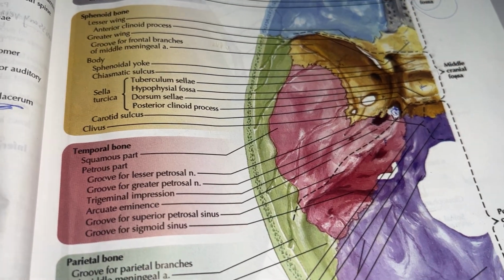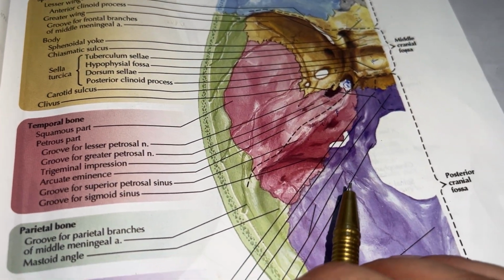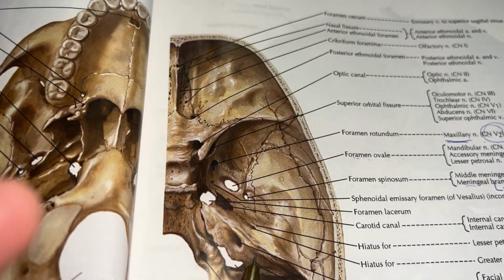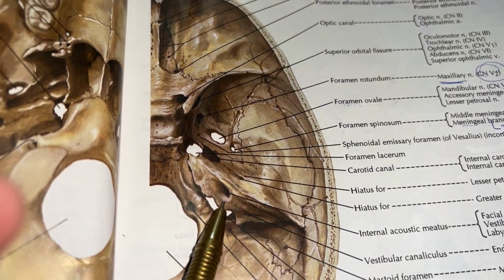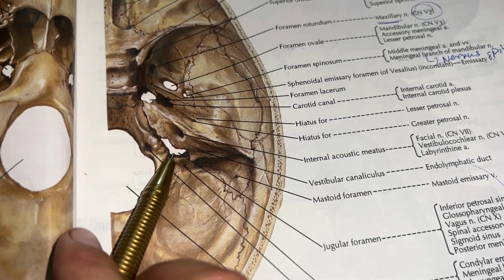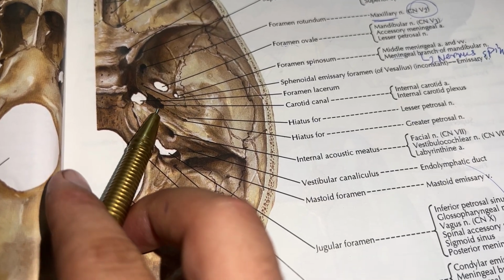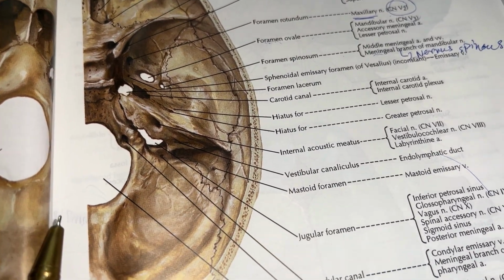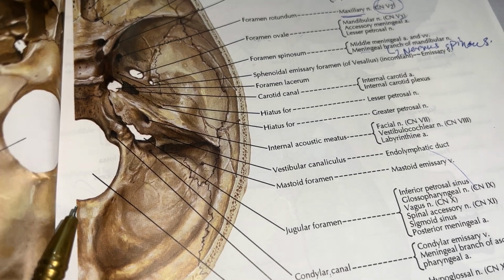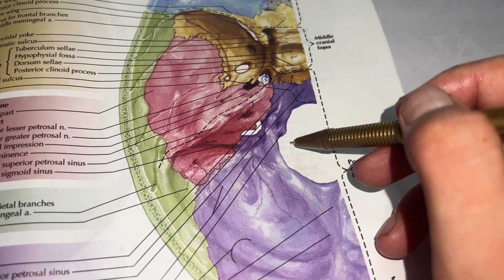You can see the foramina in the temporal bone. This foramen is the internal acoustic meatus. This one is the jugular foramen. This is the foramen lacerum, and this is the carotid canal. So this is about the temporal bone. Now the posterior cranial fossa.